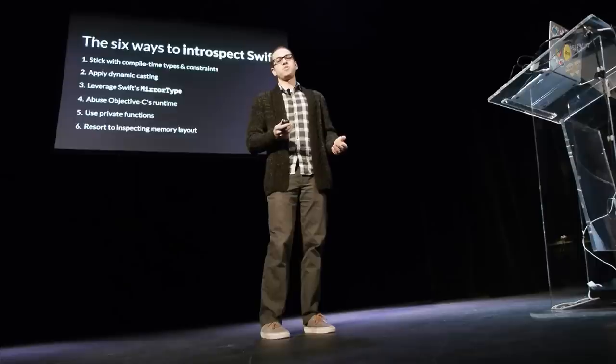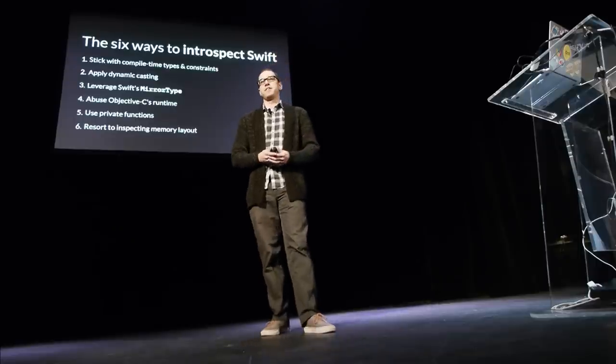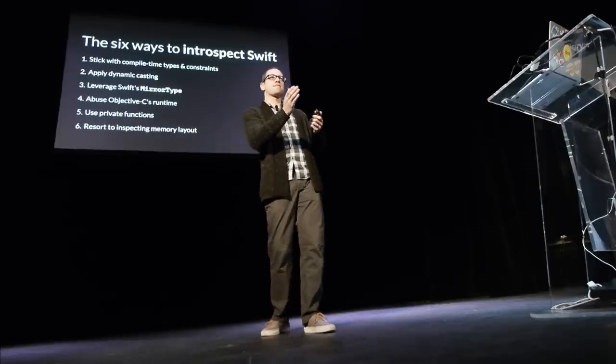It's just quite limited. We could go a step further and abuse Objective-C's runtime. Swift and Objective-C share a lot in common under the hood for certain special cases. So we could do that. We could even resort to using private functions. There's a number of really nice gems that we can find in the Swift standard library that allow us to do really powerful things. And then the very last resort should be to inspect memory layout. So to look at a pointer address for an object or a class or a type and then say, okay, if we poke around a little further and a little before, can we see how this thing is structured?